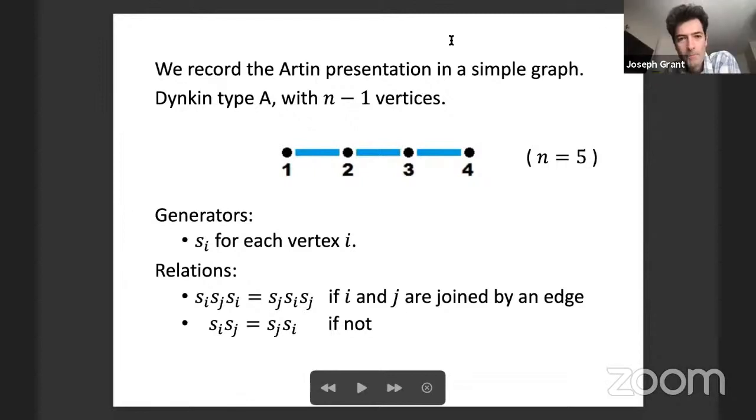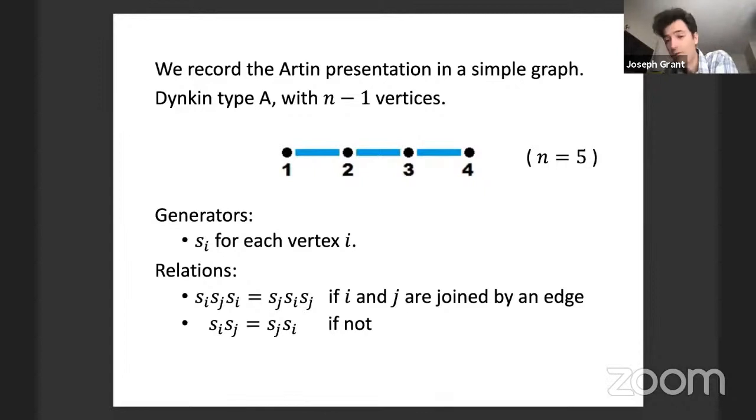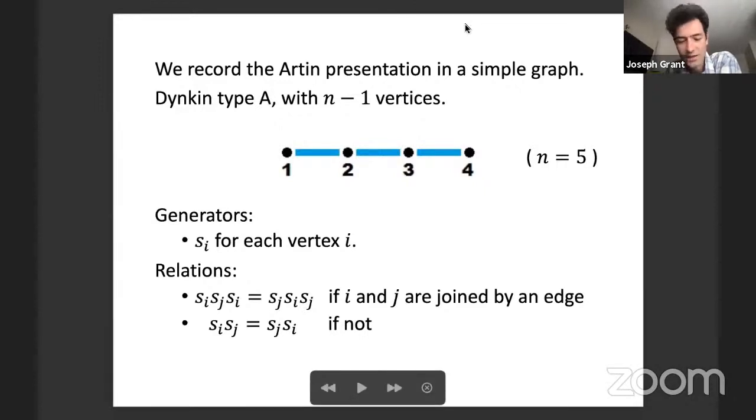So this is one presentation of the braid group, and it's a nice presentation. But the next question I'm going to ask is, are there any other presentations?